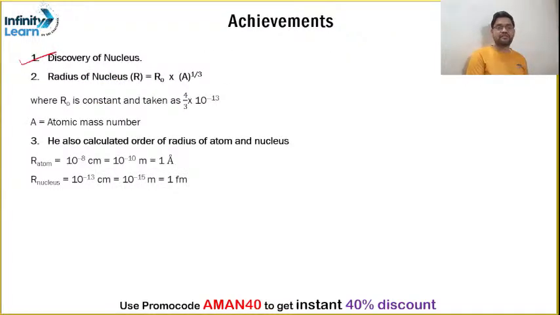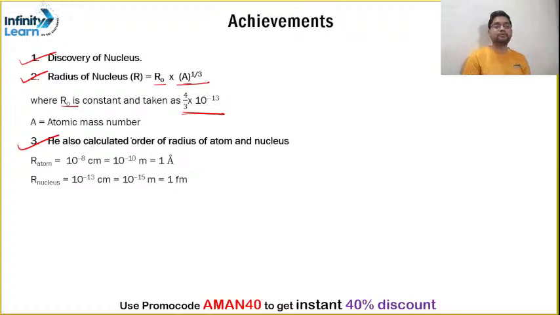Now, what are the achievements? The first achievement is the discovery of nucleus. The credit goes to Rutherford. Second, he also gave a relationship between the radius of nucleus and the atomic mass. The radius of nucleus R is R naught times A raised to 1/3, where A is the atomic mass, and R naught is a constant generally taken as 1.3 into 10 raised to minus 15 meters. Clear?